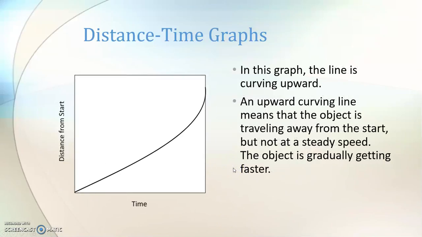And then finally, in this distance time graph, you see how it's not a straight line. This is an upward curving line, so this means that the object is gradually getting faster. That's why as it goes up, the line gets steeper and steeper.